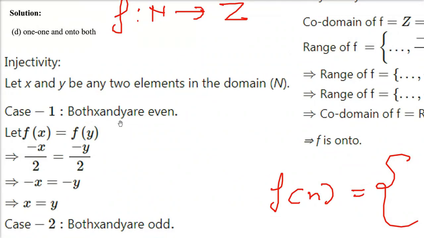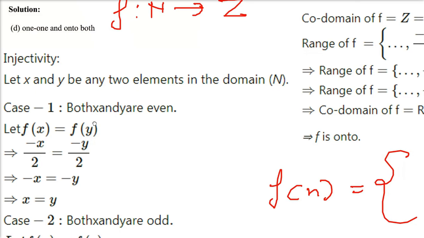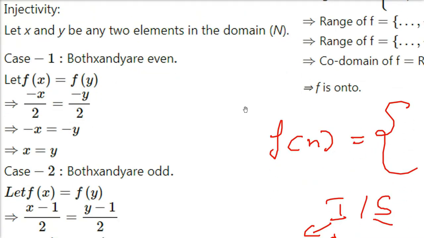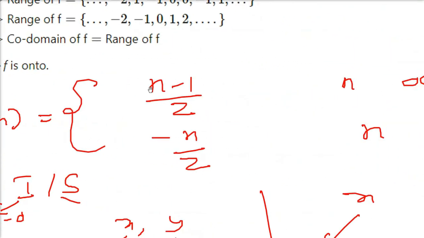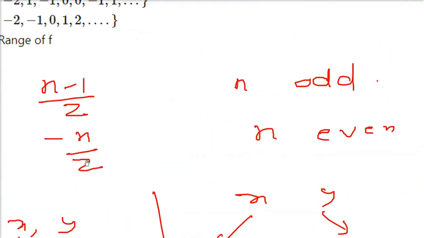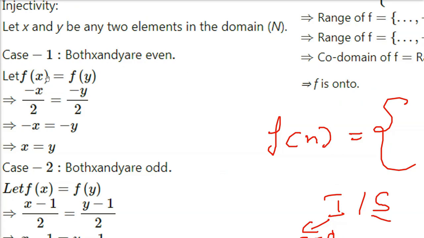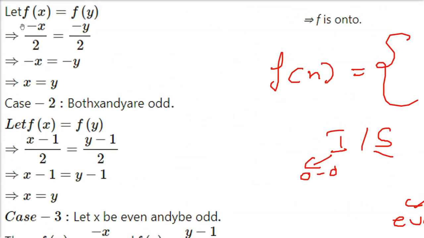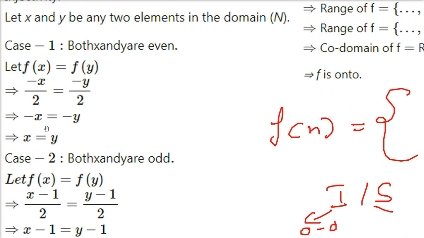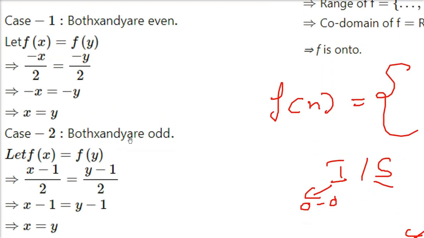When x and y both are even, fx equals fy. When fx equals fy, both are even. So we are only going to put minus n by 2, that is x by 2. So fx is minus x by 2, fy will be equal to, in place of n, just replace x and y. Minus x by 2 and minus y by 2. 2 gets cancelled, negative gets cancelled, x will be equal to y. For the first case, they are same. Second case, x and y are both odd.